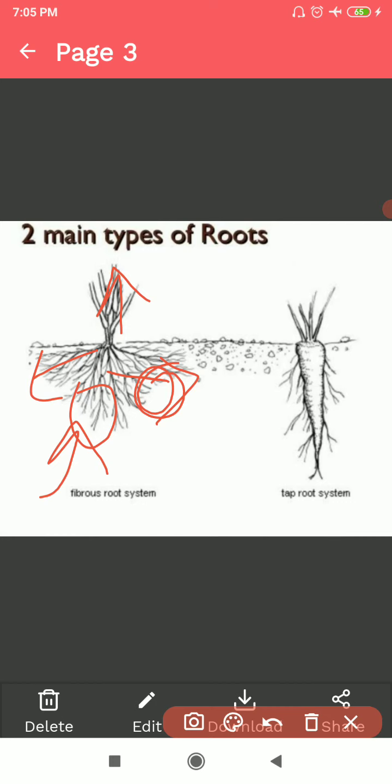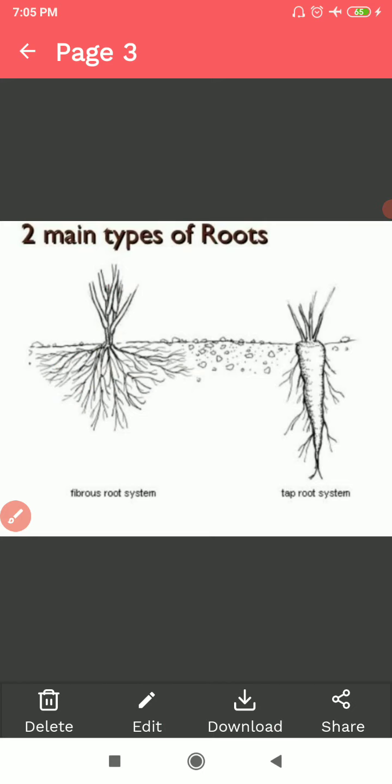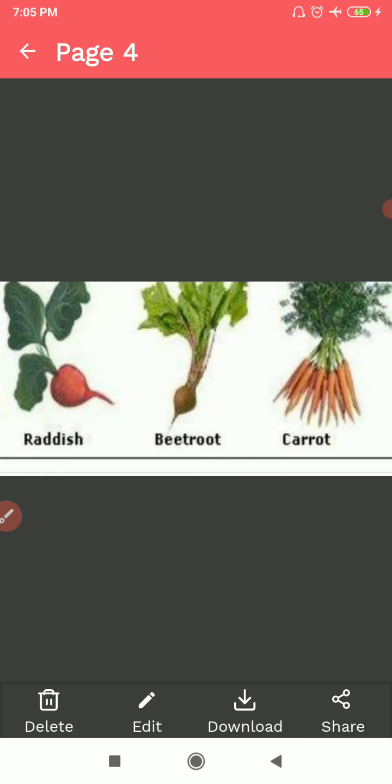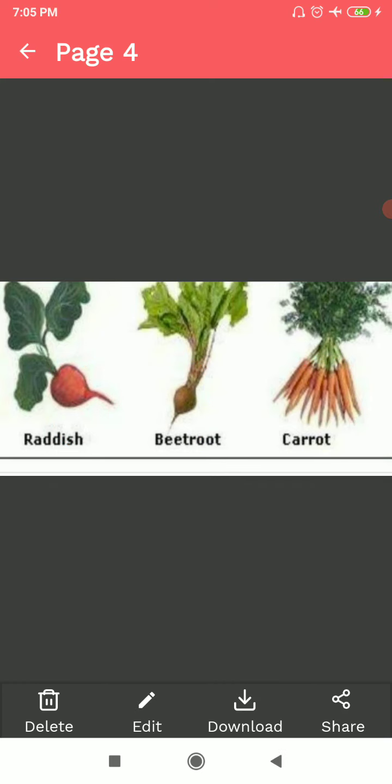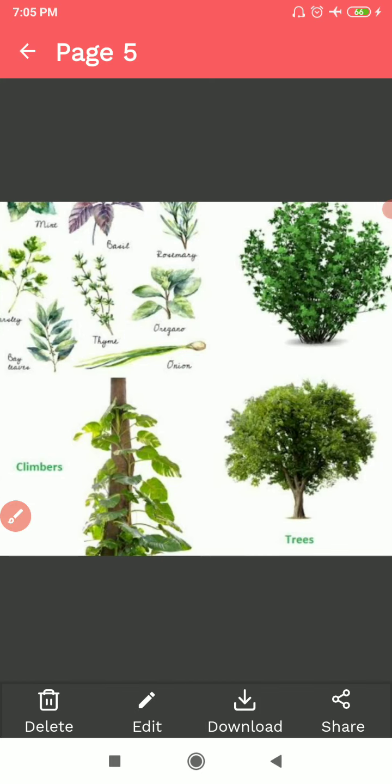But in some plants, the roots have a special function. In these plants, the roots store the extra food produced by the leaves. Examples of such plants are radish, beetroot and carrot. So students, you see the radish, the beetroot or the carrot that we eat is actually the root of the plant. Now we will learn about the shoot system.